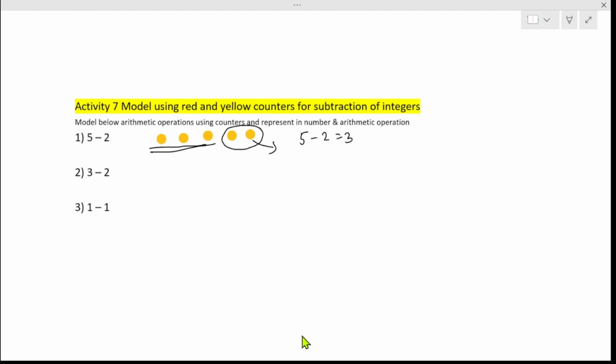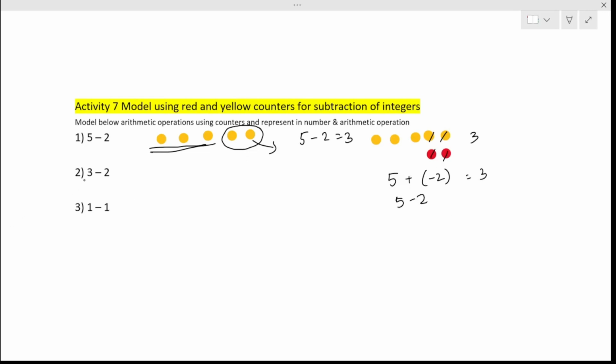Like we discussed in the addition, you can also model it as there are 5 counters, and negative 2 can also be understood as adding 2 negative integers, right? So you add 2 negatives, and that results in the cancellation of these, and you get 3. So in this case, you write it as 5 plus minus 2. You had 5 and you are adding 2 negative integers. That's what 5 plus minus 2 means. It also means 5 minus 2, and it results in 3.